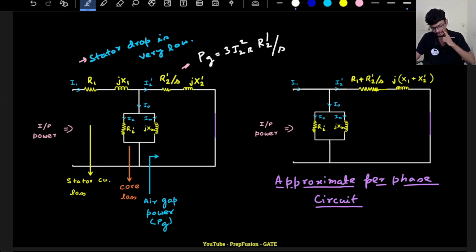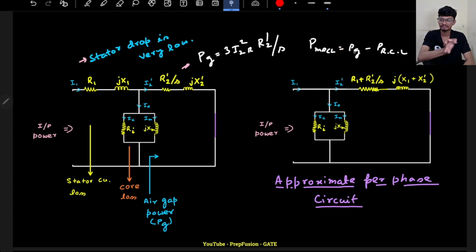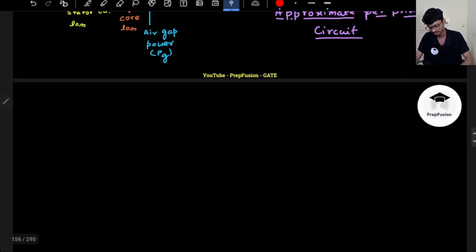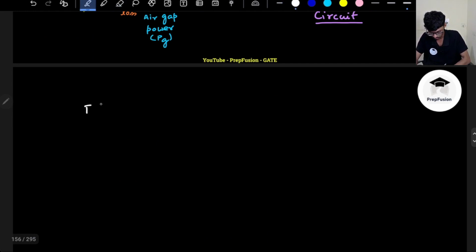The important fact here is what my mechanical developed power is. Mechanical developed power is basically Pg minus the rotor copper loss. This is the mechanical power minus the friction and windage loss. So I will neglect the rotor copper loss and the friction and windage loss. Then my Pg and Pe mechanical will be the same. I'm doing a few approximations just for simplification.